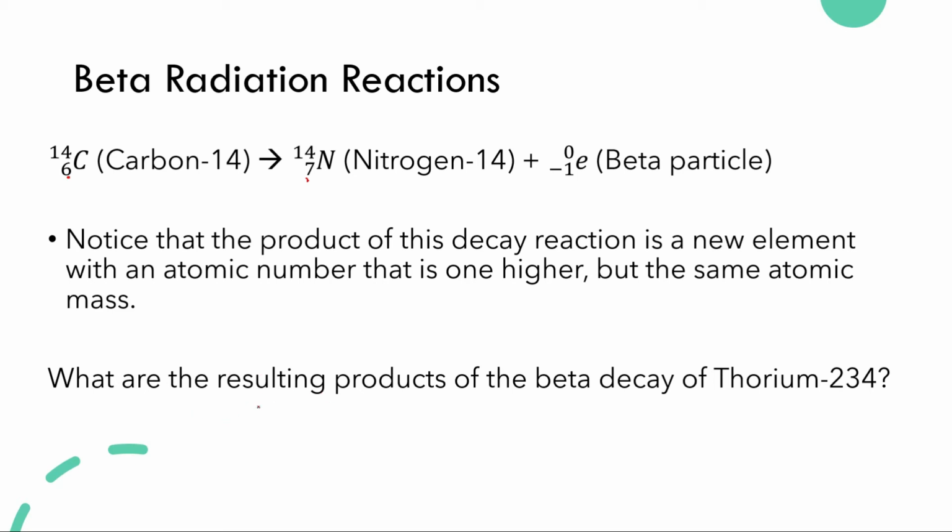So this question here asks us, what are the resulting products of the beta decay of thorium-234?